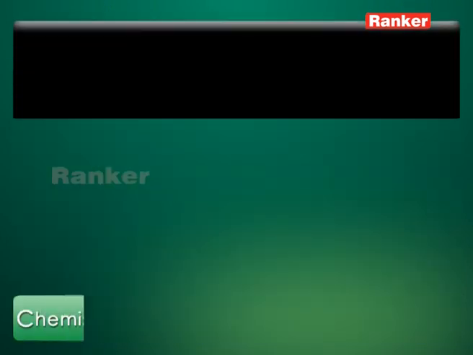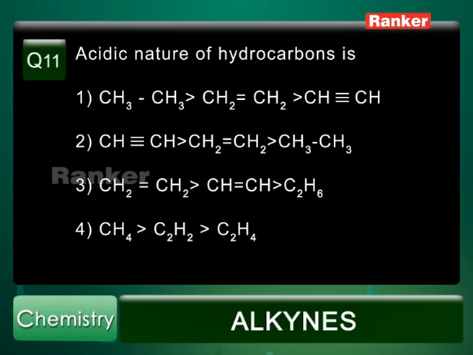Question number 11. Acidic nature of hydrocarbons: you have different orders of ethane, ethene, and ethyne. First option is ethane greater than ethene greater than ethyne. Second option is ethyne greater than ethene greater than ethane. Then you have ethene greater than ethyne greater than ethane. Then you have methane, acetylene, and ethylene.